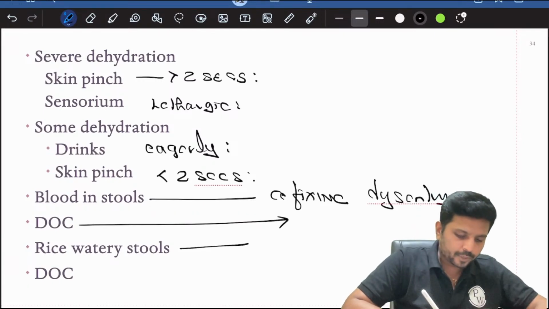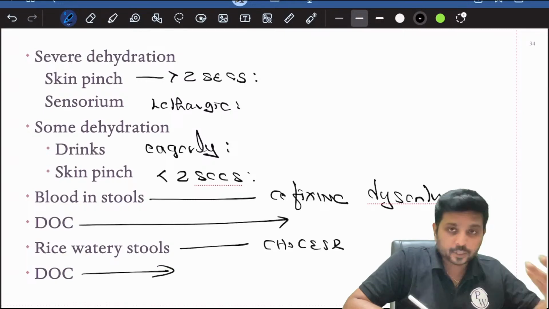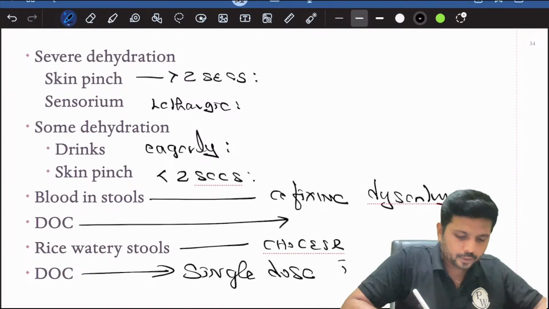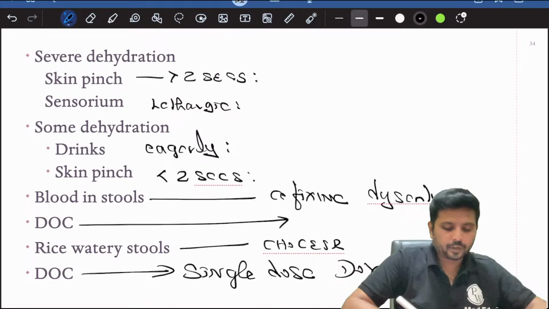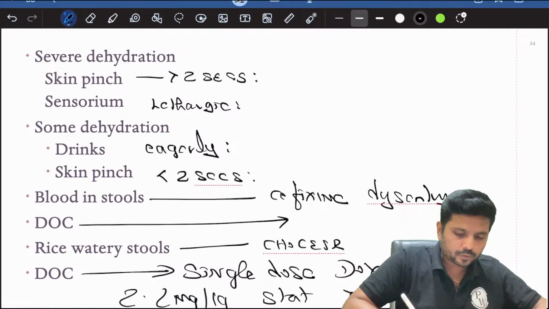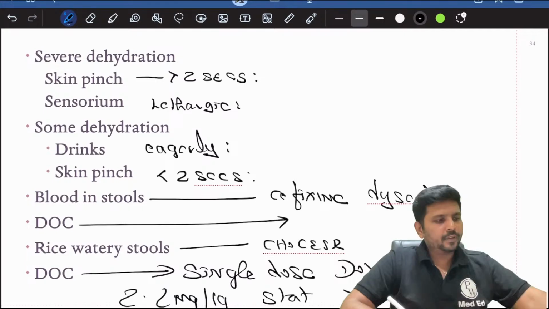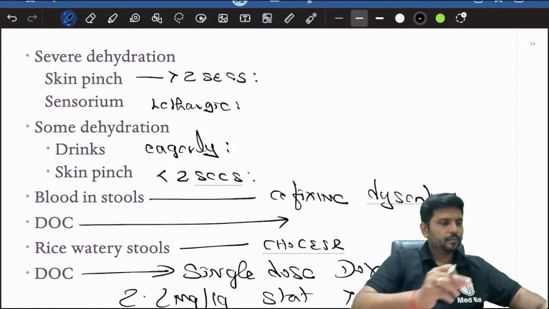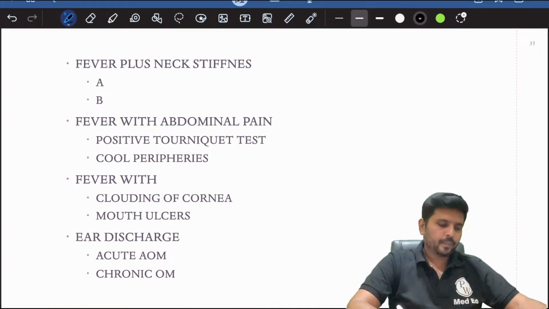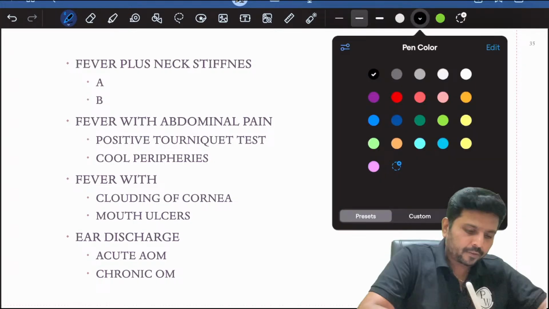Rice water stools usually means cholera. What is the drug of choice? The drug of choice for cholera is single dose doxy, as per IMNCI. Doxy 2.2 mg per kg if the child is more than 2 years. Right.